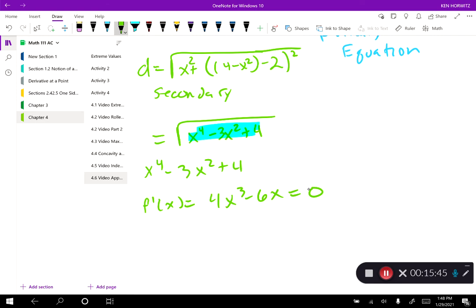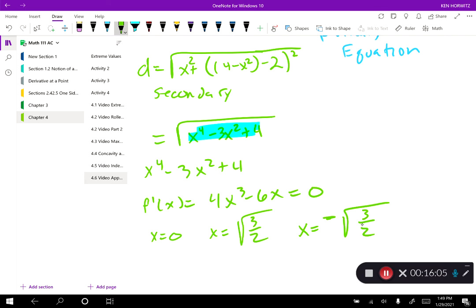All right, so hopefully you solved for x. I got 3 different answers. I got x equals 0. I got x equals the square root of 3/2. And x equals the negative square root of 3/2.